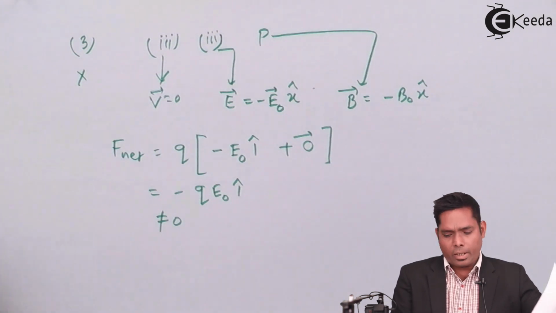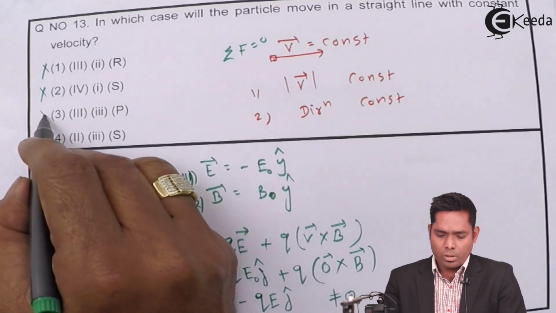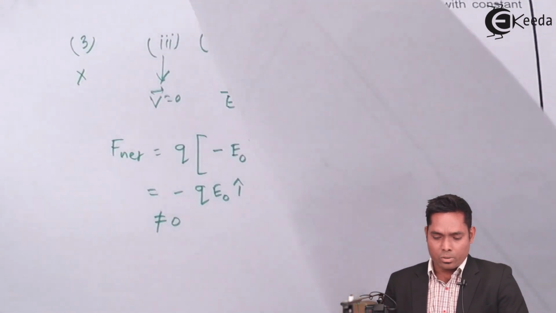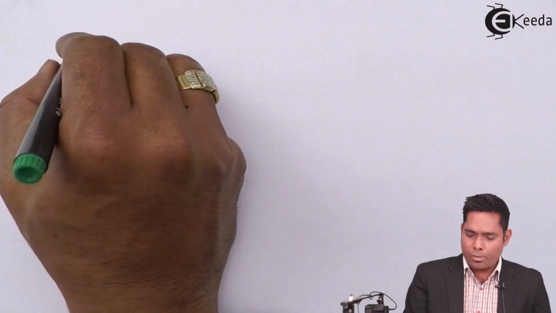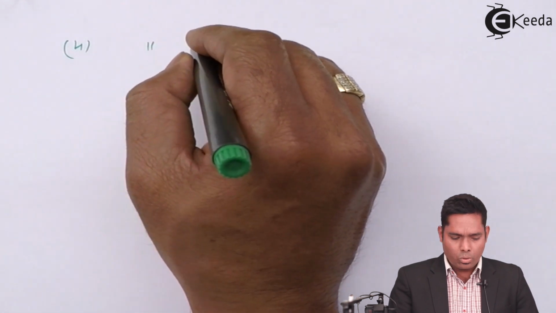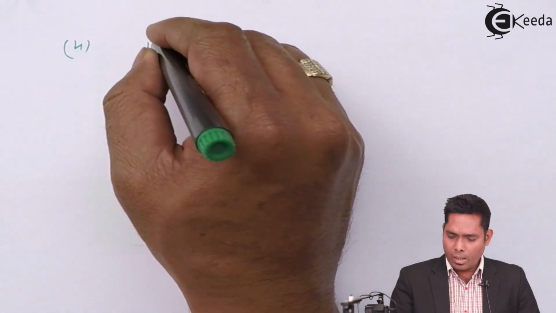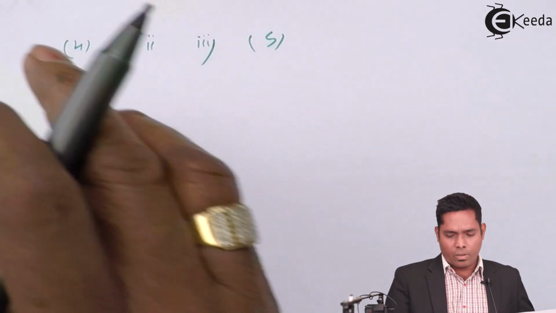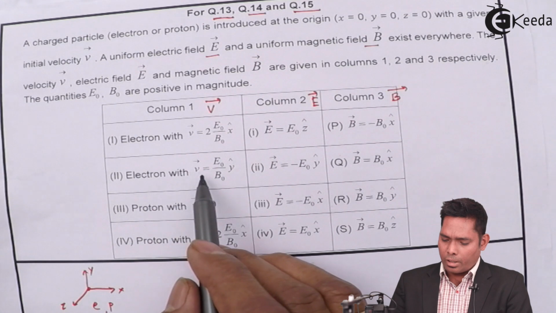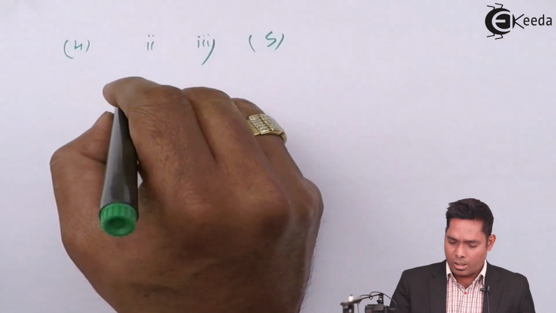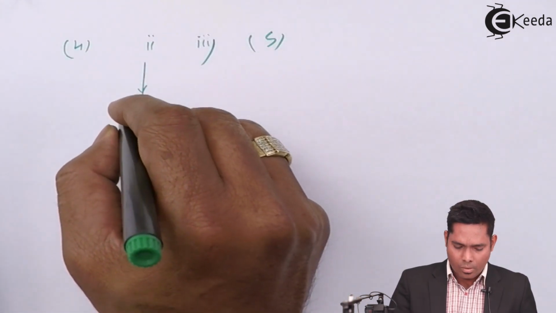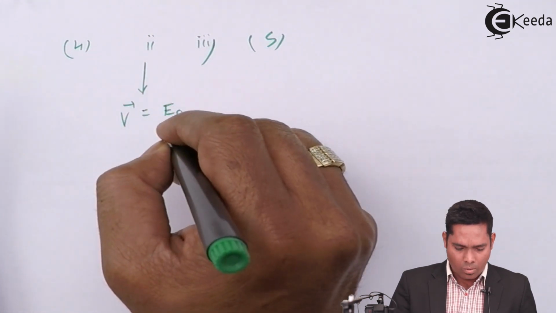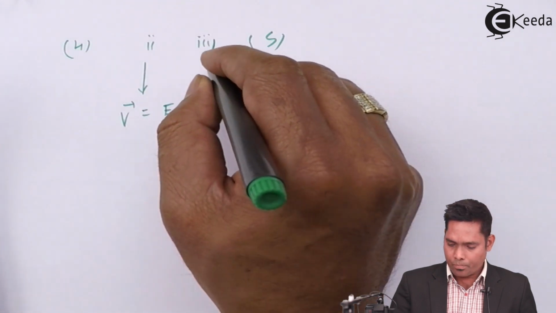That means you don't have to solve for option number 4. You can write that this is correct. This should be correct, but let us find that also. The option number 4 says 2, 3 and S. Let us see what 2 is standing for. 2 stands for electron with the velocity of the electron, which is E naught over B naught y cap.